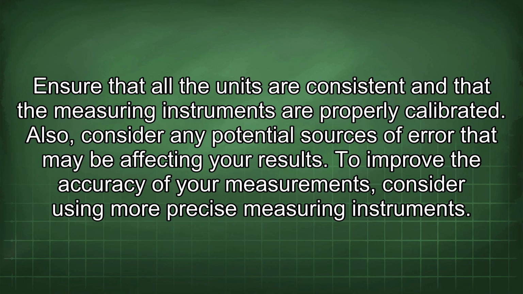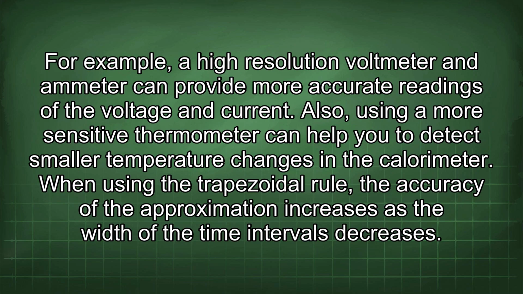To improve the accuracy of your measurements, consider using more precise measuring instruments. For example, a high-resolution voltmeter and ammeter can provide more accurate readings of the voltage and current. Also, using a more sensitive thermometer can help you to detect smaller temperature changes in the calorimeter.